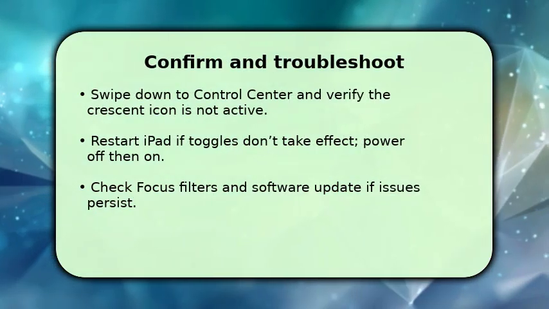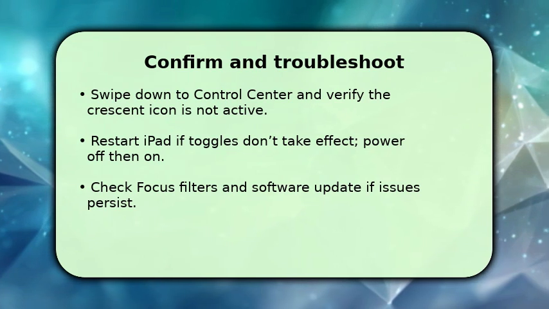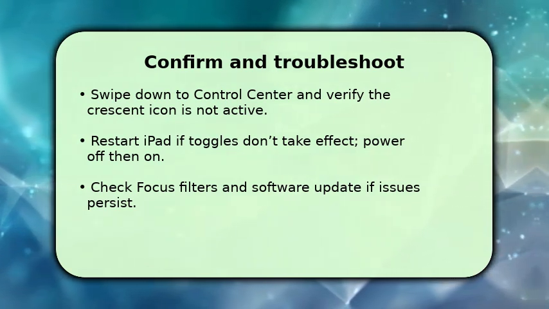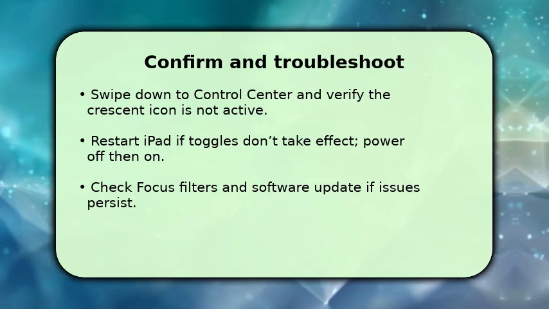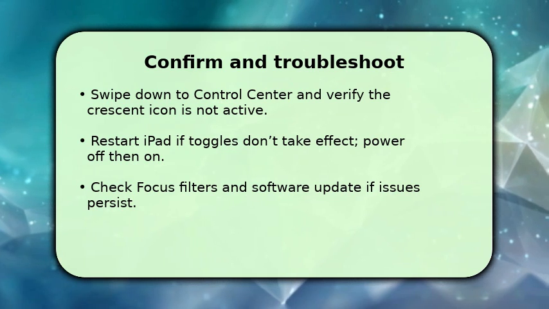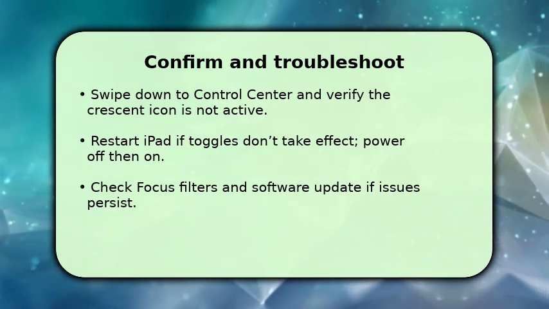Finally, confirm changes quickly by opening Control Center and ensuring the crescent moon icon is not highlighted. That visual confirms Do Not Disturb is truly off. If the toggle seems stuck or notifications still silence, restart the iPad to clear temporary glitches.